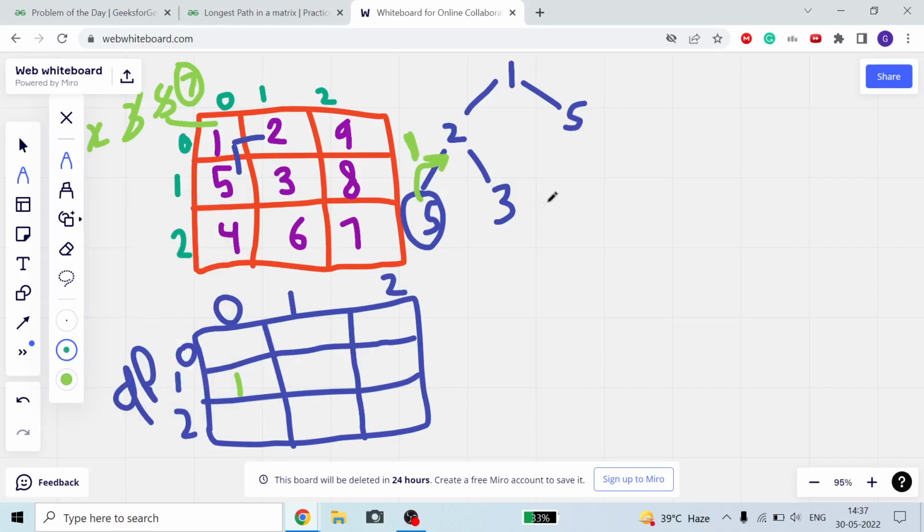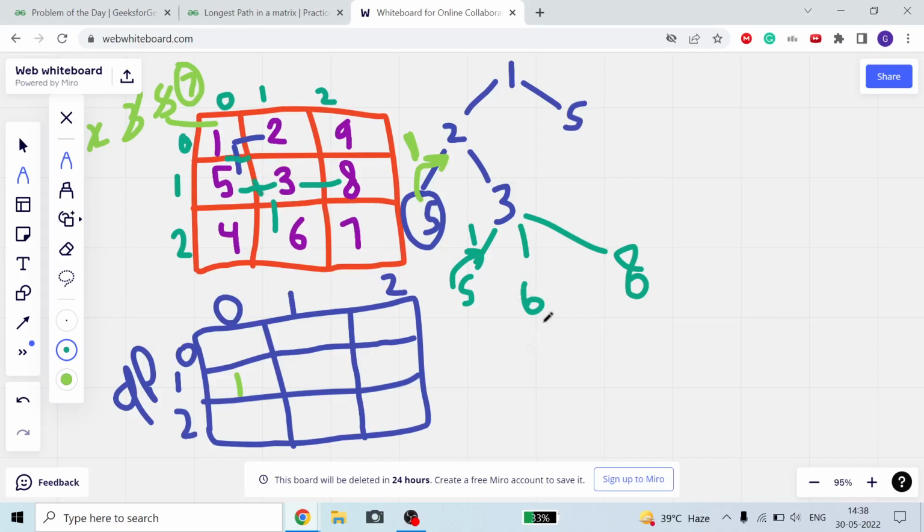Now we will continue from 3. From 3 we go to 5, we go to 6, we go to 8. Now we will check 5. We already have 1 stored, so it will return 1. It will not check whether we can go anywhere or not. It will just return 1 because it looks at the DP table. We have already checked 5 here, so we do not go there again. The maximum length from 5 is 1. Now this path is completed.